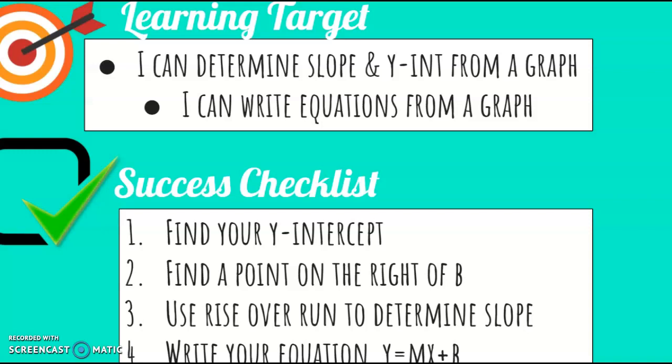So my checklist, or the way that I'm gonna achieve my target, is by finding our intercept. We are going to change number 2 to find another good point on my line. We're going to use rise over run to determine slope. And then we're going to write the equation once we have our m and our b.